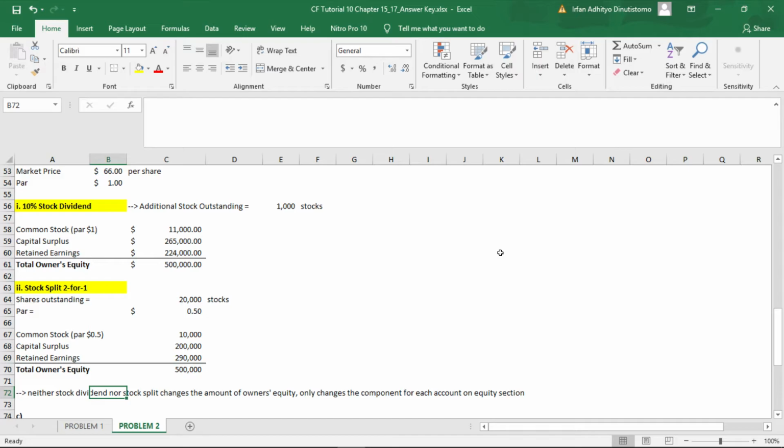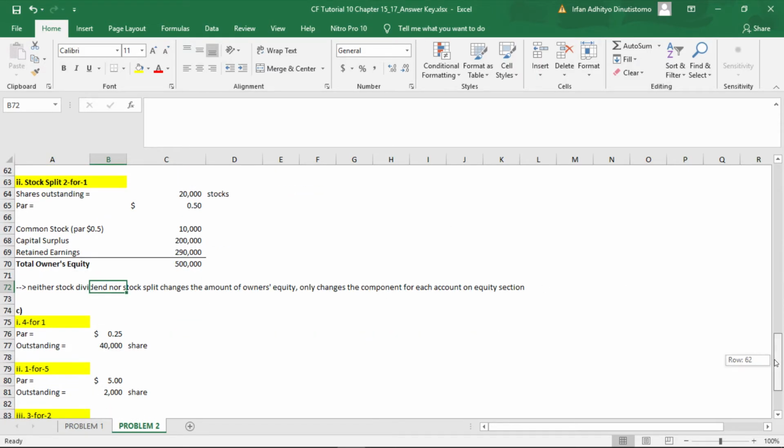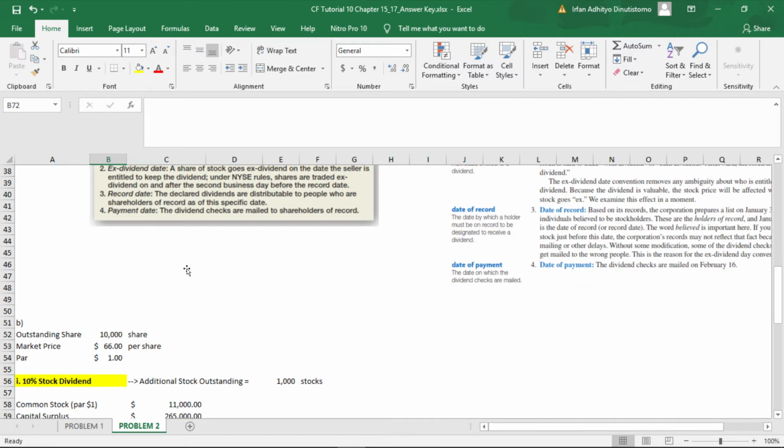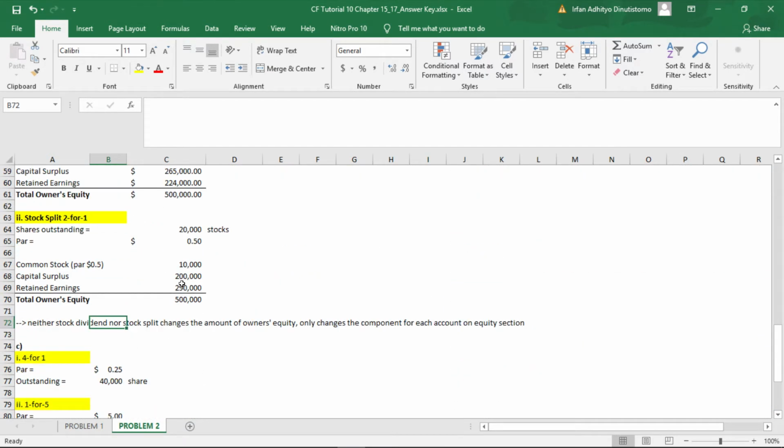So neither the stock dividend nor the stock split will change the amount of the owner's equity, only change the composition, change the component for each account on the equity section. And the last one is referring to the number of outstanding shares and the par value. What will happen if the company does a stock split as below: 4-for-1, 1-for-5, 3-for-2, and 1-for-3. So it's the same case as above.